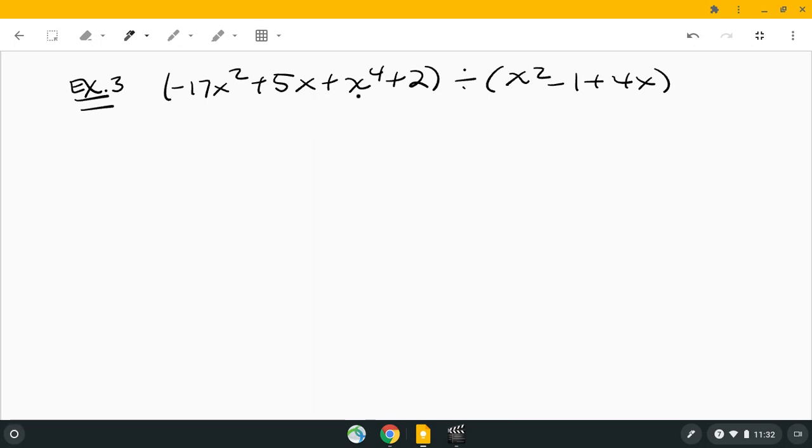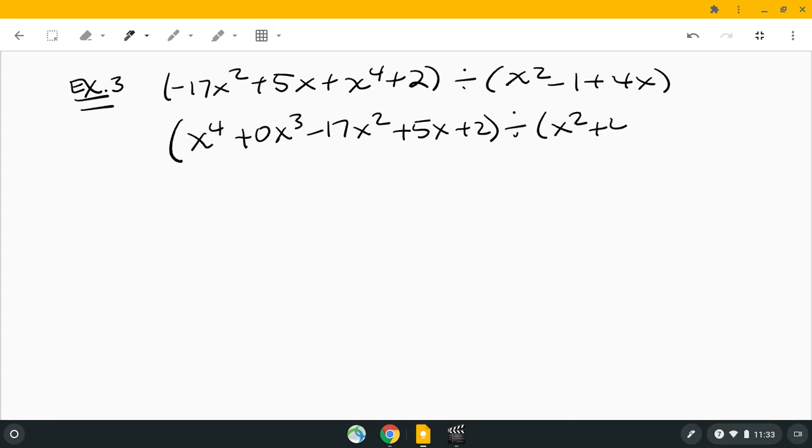I see here we're missing x cubed, so I'll use the 0 placeholder. Okay, so starting with x to the 4th, and then 0 placeholder for the missing x cubed, and then the x squared goes next, and then positive 5x, and then the 2. And over here, x squared goes first, and then the plus 4x, and then the minus 1.